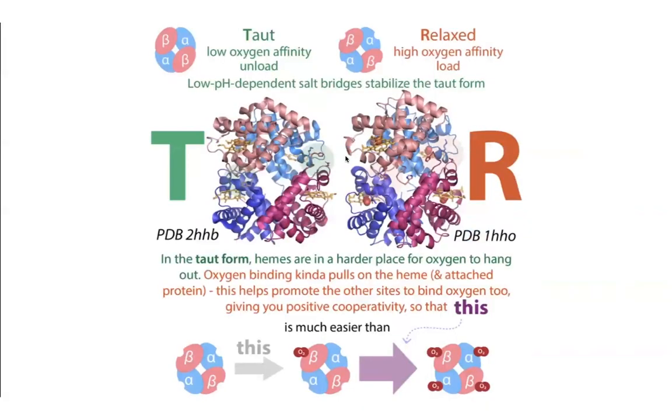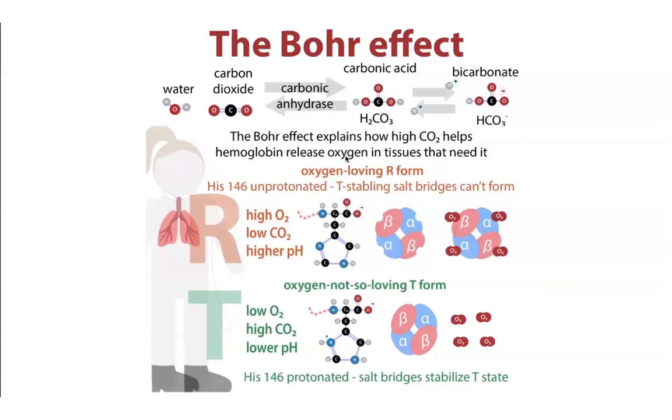This is helped along by the Bohr effect. The Bohr effect is a pH-dependent effect, where you get stabilizing salt bridges that stabilize the top phase, the oxygen offloading phase, that low affinity phase. Those are dependent on a histidine being protonated, and that's dependent on how many protons are around. How many protons are around depends on the pH, and the pH depends on how much carbon dioxide there is. The more carbon dioxide there is, the lower the pH, the more you stabilize that offloading state.